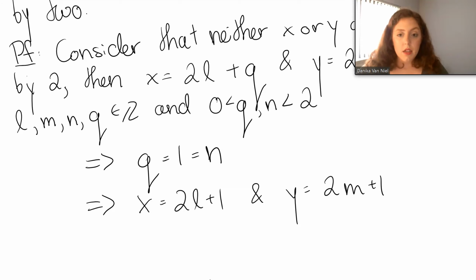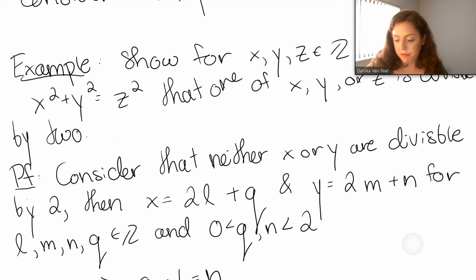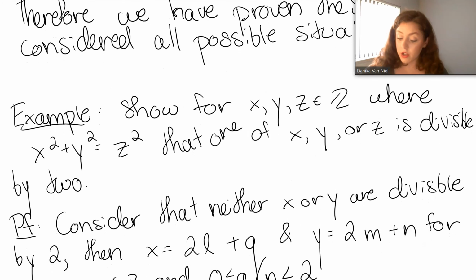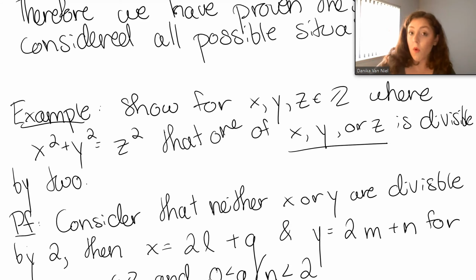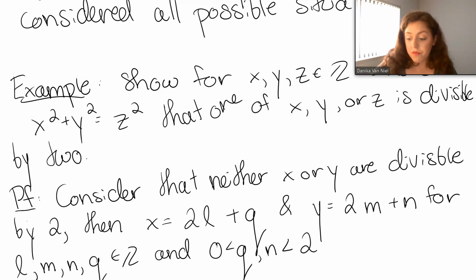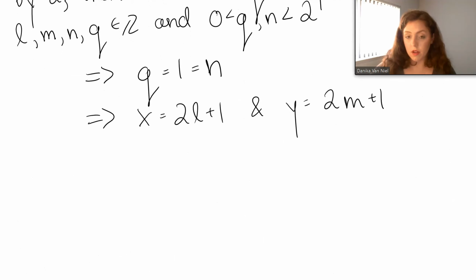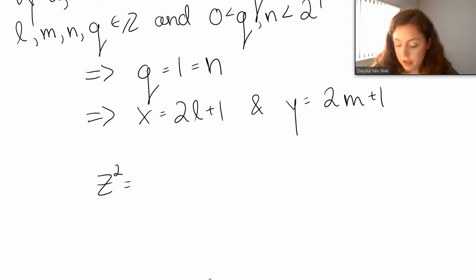Okay. All right, so now we kind of feel a little bit stuck, maybe. What were we trying to show? Oh, we're trying to show that z squared now has to be divisible by 2, because we need that one of these is divisible by 2. We already said x and y are not divisible by 2. So now we need to see about z. Okay, z squared equals 2l plus 1.